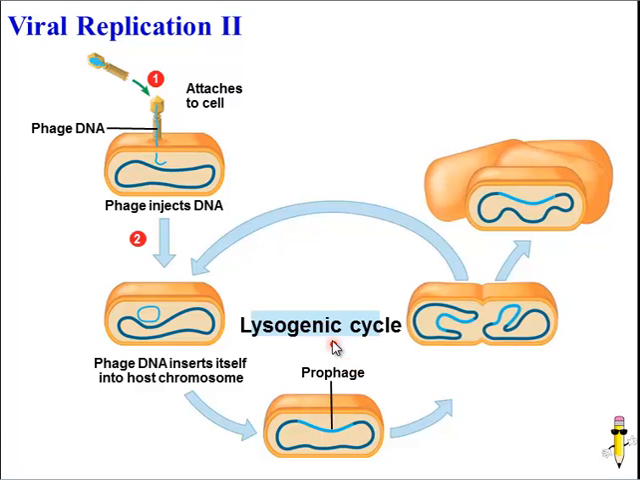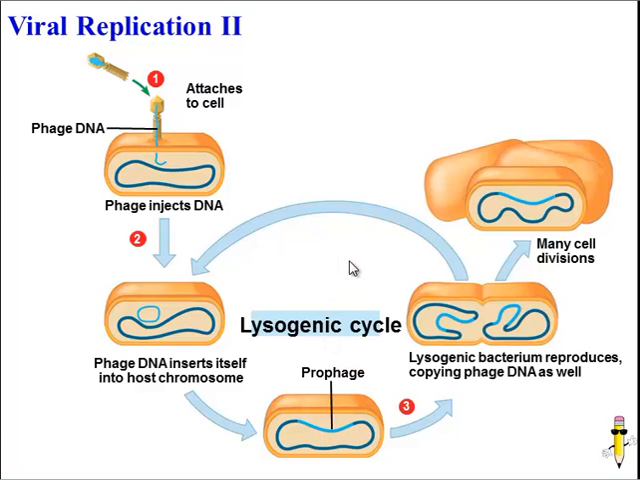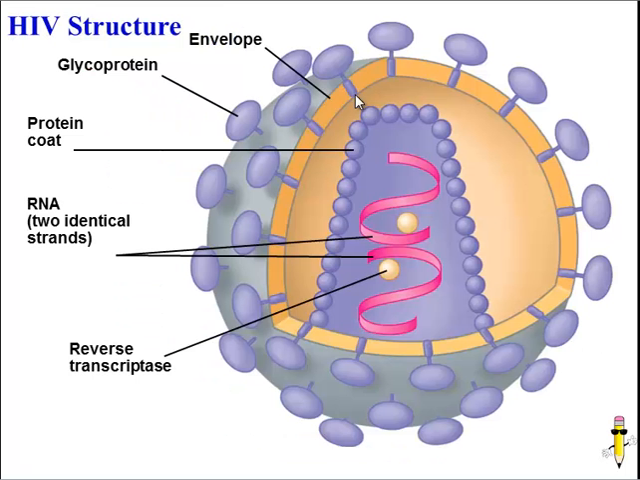And it might just hang out there for a very long time. And as the host cell reproduces, it's going to reproduce the viral DNA as well. And after a while, you might have a lot of host cells all containing viral DNA. And at any point, this virus could switch back into the lytic cycle, start taking over the cell, and reproducing more viruses.